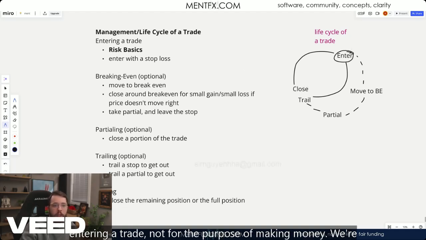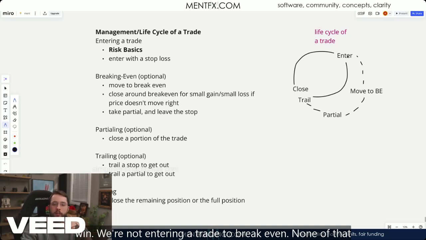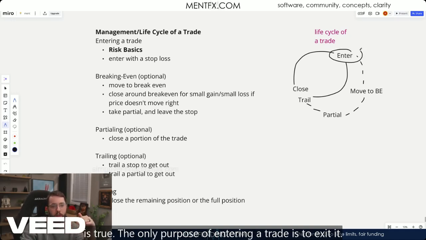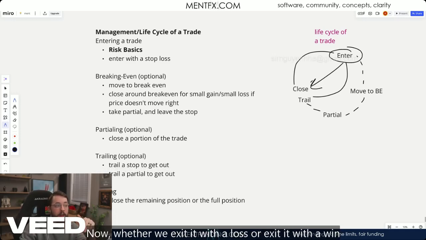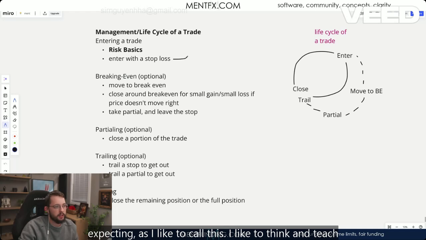We are entering a trade not for the purpose of making money. We're not entering a trade to lose. We're not entering a trade to win. We're not entering a trade to break even. None of that is true. The only purpose of entering a trade is to exit it. Whether we exit with a loss or with a win doesn't matter, but what matters is that we have the intent to close. And hence, the first step of entering any trade is expecting, as I like to call this.